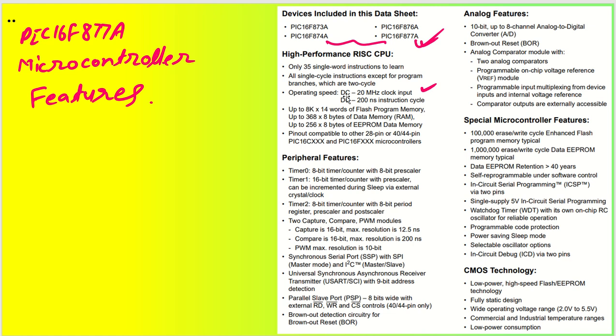This has an operating speed from DC to 20 megahertz clock. The peripheral interfaces I have already explained. PWM can go up to 10 bits.